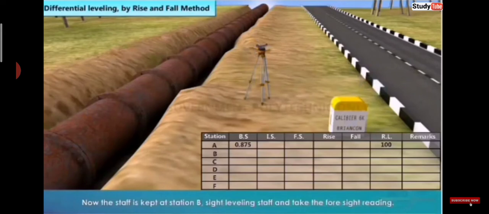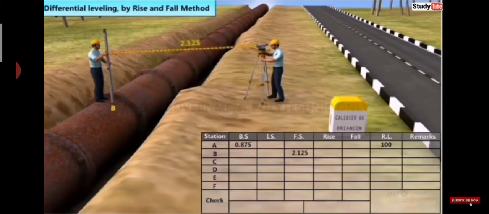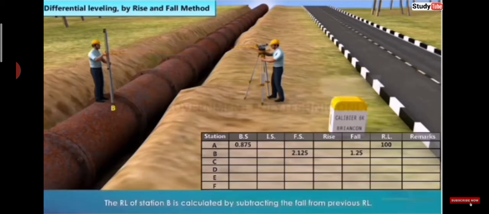Now the staff is kept at station B. Sight leveling staff and take the foresight reading. Subtract the foresight value from previous backside value. The answer is negative, so it is considered as fall. The RL of station B is calculated by subtracting the fall from previous RL.